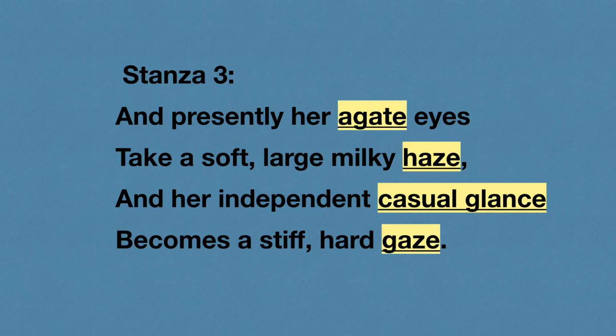Stanza 3. And presently her agate eyes take a soft, large, milky haze, and her independent, casual glance becomes a stiff, hard gaze. Here, agate is a type of precious stone, gemstone with which jewelry is made. Haze is the air containing something that makes it difficult to see through it. Casual glance means to look without much interest, and to gaze is to look steadily for a long time.